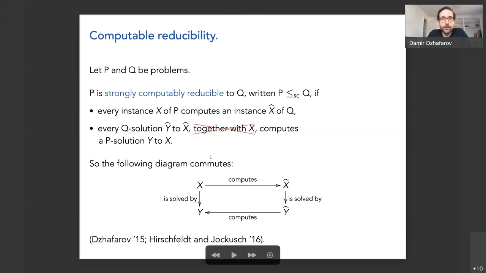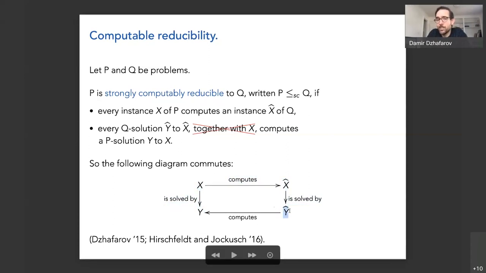I'll say that, just for completeness, it's possible to have a strong version of this where each instance of P computes an instance of Q, and each solution to that instance on the Q side computes a solution to the original instance on the P side without referencing that original instance. We call that strongly computable reducibility. And there are models of computation where maybe this makes sense, where you read some data and in the process of reading that data, it gets destroyed, so it can't be used again. So maybe there's some interest in that. But in this setting, it just means that these two problems, P and Q, are even closer together than under computable reducibility, right?